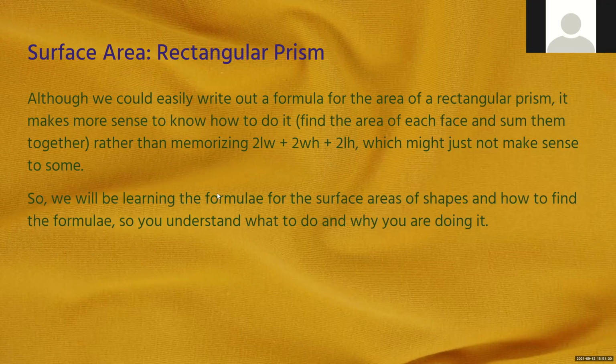Okay. So we could write out the formula for this. However, it makes more sense to know how to find the area of each face and sum them together rather than memorizing a formula for things like rectangular prisms, because it's easy to forget the formula or mess it up, since it has three different terms which are being added together and they're very similar. And it might not make sense when you just write out the formula. So just remember the logic behind it.